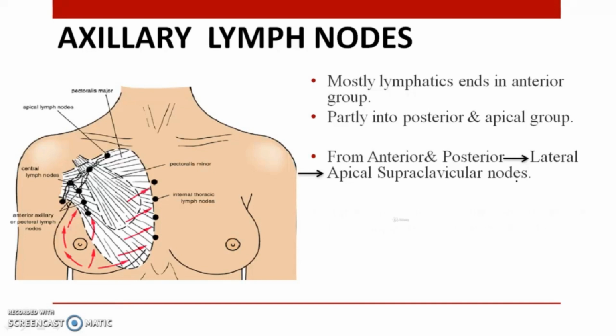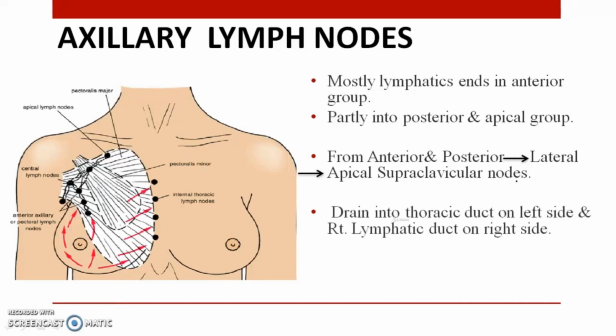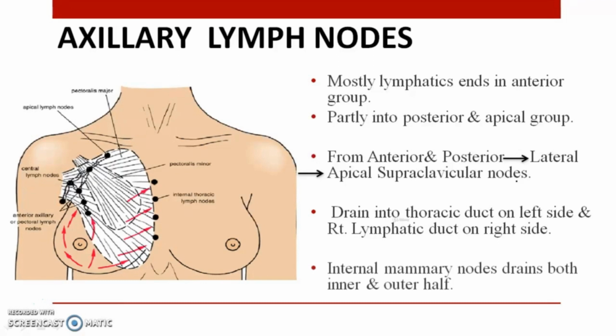This lateral group again drains into the apical group, and then the apical group drains into supraclavicular nodes. And later all these nodes at last enter into the thoracic duct on the left side and the right lymphatic duct on the right side. So at the terminal part, the lymphatics collected from the mammary gland, after reaching the axillary lymph nodes, at last enter into the thoracic duct on the left side and the right lymphatic duct on the right side. That's all about the termination.